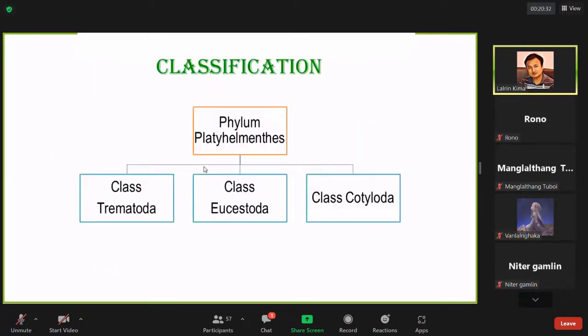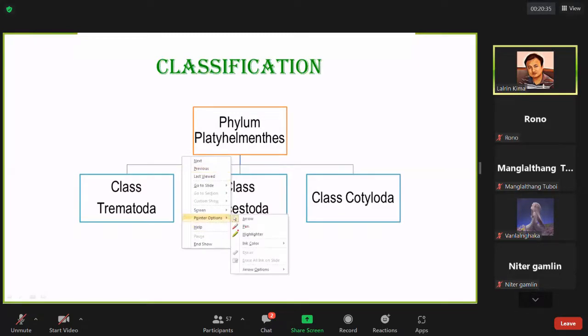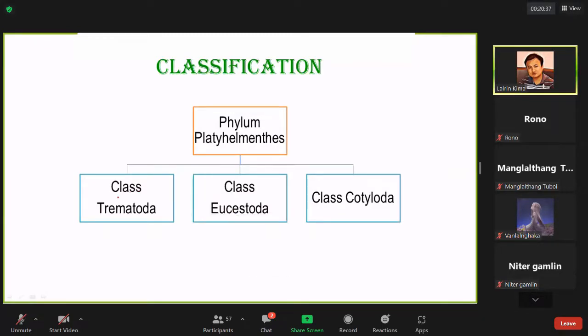Okay, so I told you that I'm going back to the classification. In case of platyhelminthes, we have three classes. One is Trematoda, and two classes of cestodes, known as Eucestoda, which is known as true tapeworm, and class Cotyloda, which is known as false tapeworm. Under Trematoda, we have three subclasses: Digenea, Monogenea, Aspidogastrea. Monogenea, we don't care. Aspidogastrea are parasites of turtle, and Monogenea are parasites of fish. We don't care. We are only going to study digenetic trematodes.